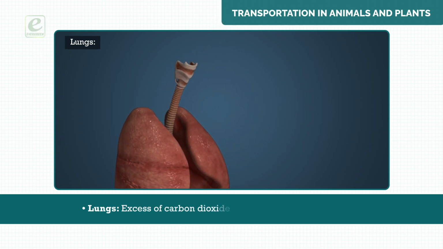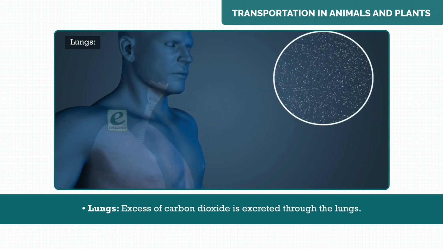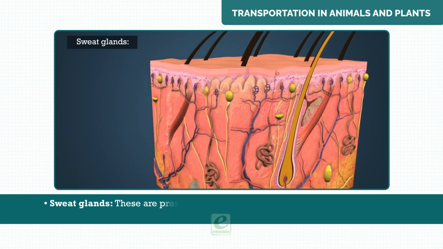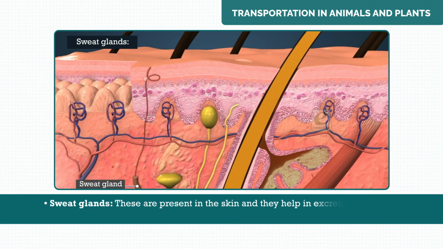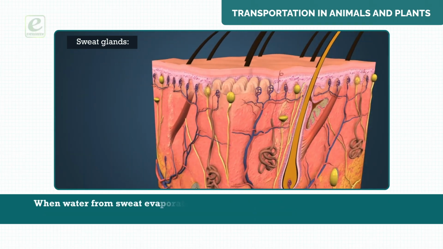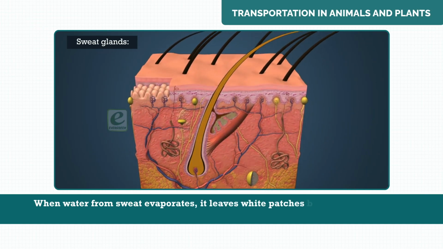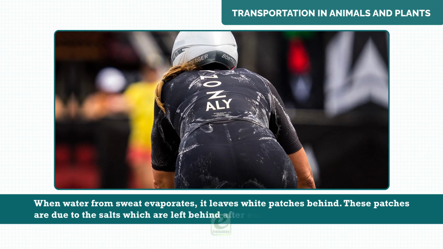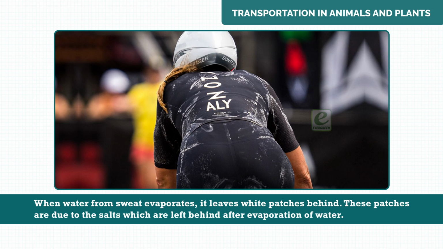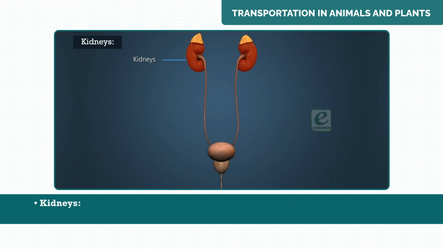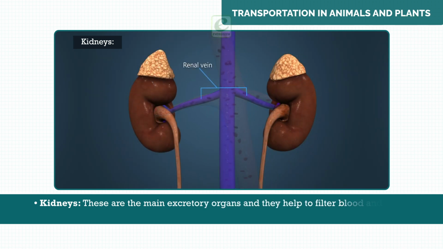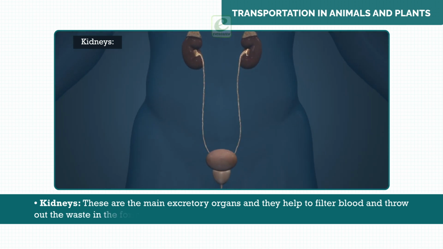Excess of carbon dioxide is excreted through the lungs. Sweat glands. These are present in the skin and they help in excretion of various salts, water and oil. When water from sweat evaporates, it leaves white patches behind. These patches are due to the salts which are left behind after evaporation of water. Kidneys. These are the main excretory organs and they help to filter blood and throw out the waste in the form of urine.